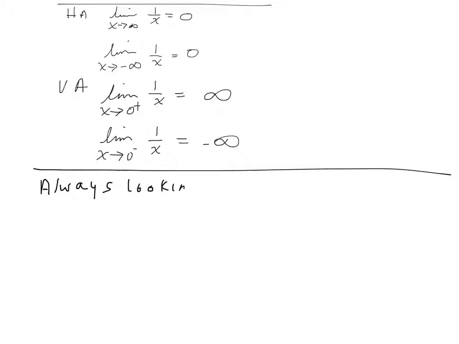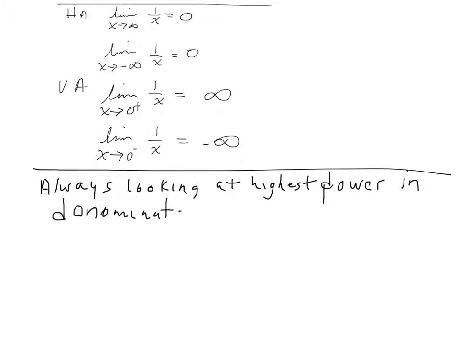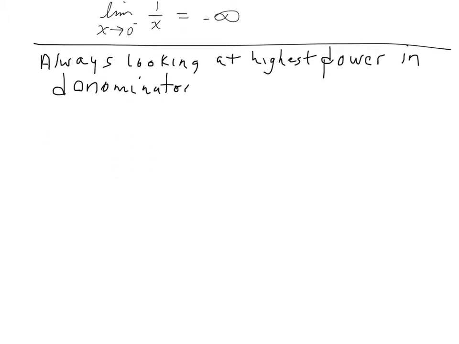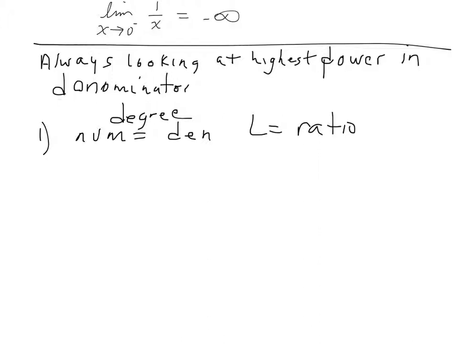Okay, so if you read it, then you probably know this already: you're always looking at the highest power, that's a P, in your denominator when you're working most of these. There are going to be some little tricks, though, but sometimes you're just looking for the highest power, because that tells you what dominates in your function. If the degree of the numerator equals the degree of your denominator, then your limit is simply the ratio of the coefficients.